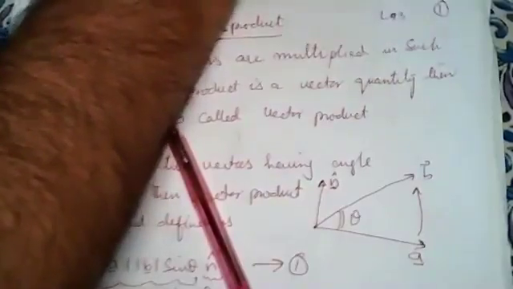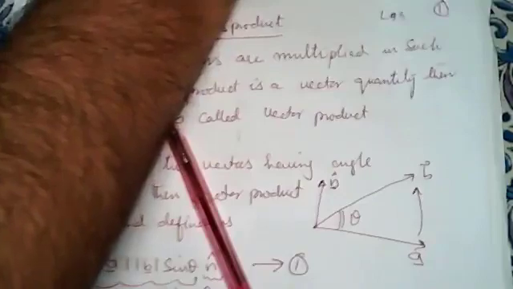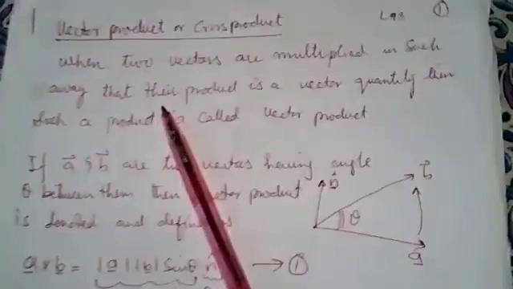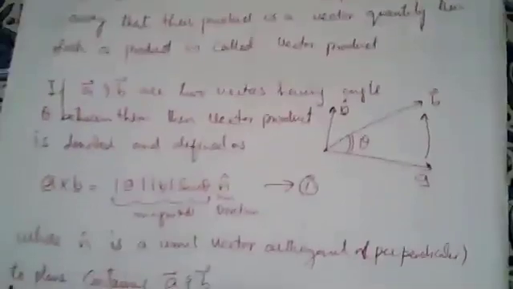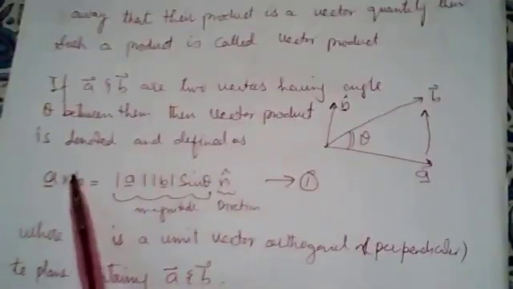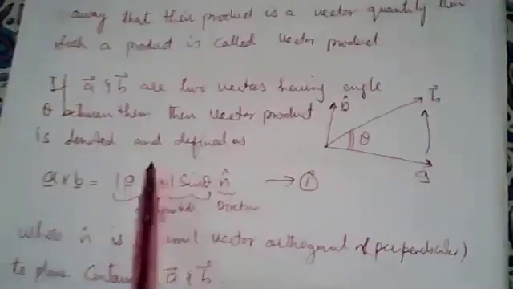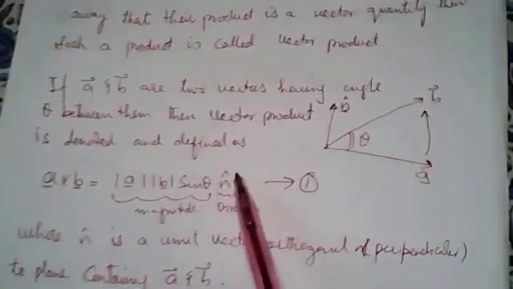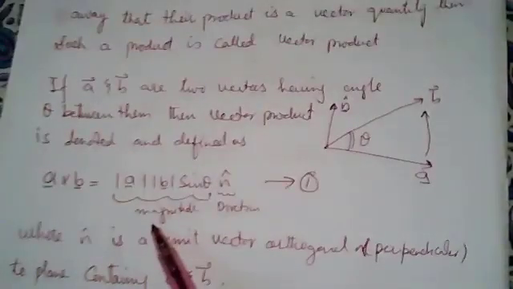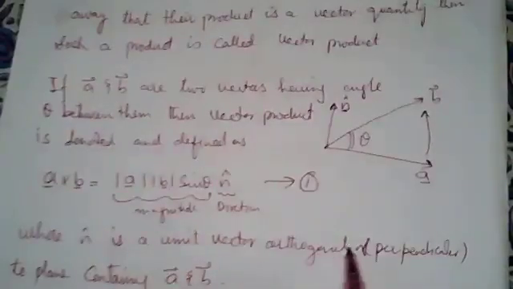When we multiply two vectors in such a way that their resultant is a vector quantity, then such a product is called vector product. Suppose A and B are two vectors having angle theta between them, then A cross B is equal to magnitude of A, magnitude of B, sine of the angle, into n hat. Because it is a vector quantity, it has some direction. So this gives you the direction, this gives you the magnitude. Where n hat is a unit vector perpendicular to the plane containing A and B.